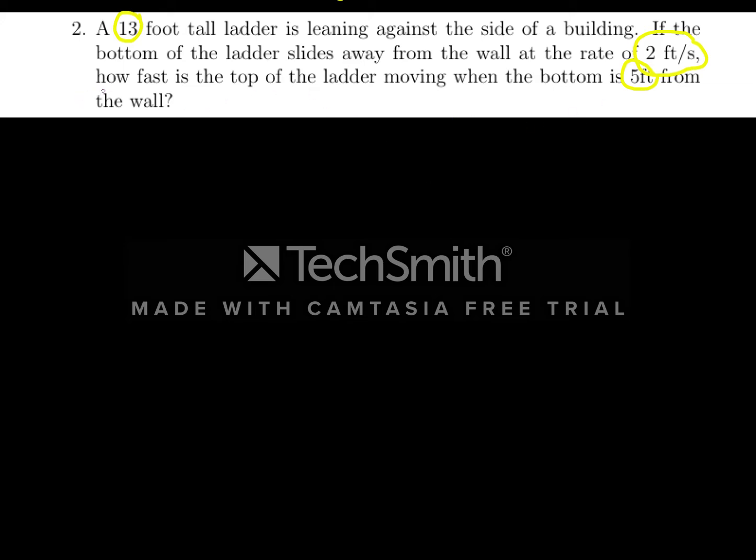How fast is the top of the ladder moving when the bottom of the ladder is 5 feet from the wall? So there is our question. And now we're going to box any of our math actions. So leaning, if the bottom of the ladder slides away at a rate, so that is a math term, right? Rates should immediately trigger in your mind the idea of a derivative.